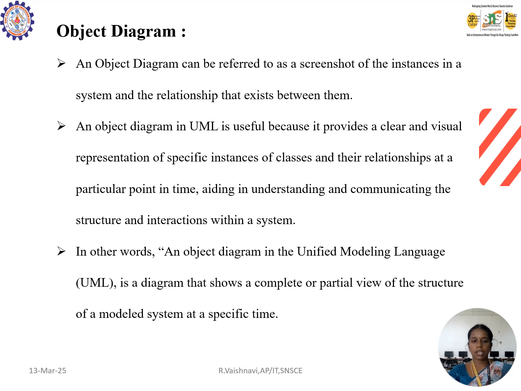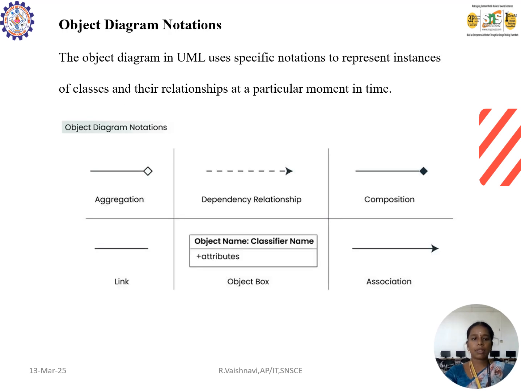within the systems. In other words, the object diagram in Unified Modeling Language, that is UML, is a diagram that shows the complete or partial view of the modeled system at a specific time. Here we have some object diagram notations. First one is aggregation, second one dependency relationship, third one composition, fourth one link, fifth one object box, and sixth one will be the association.